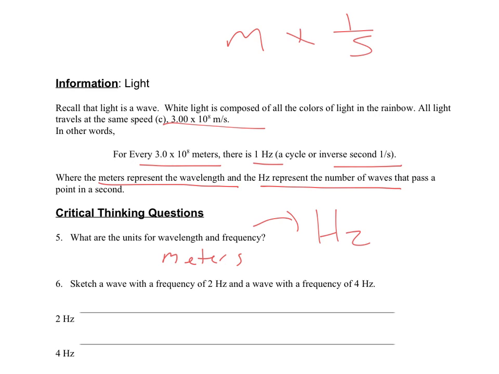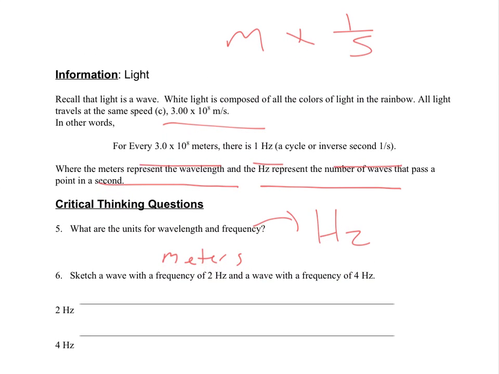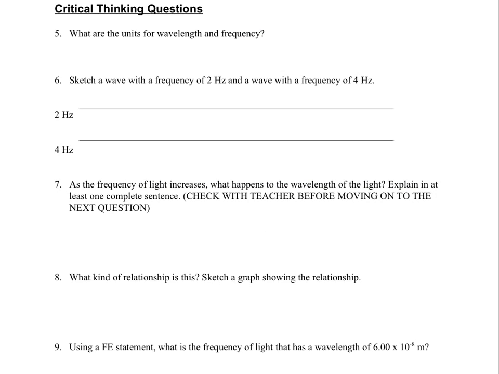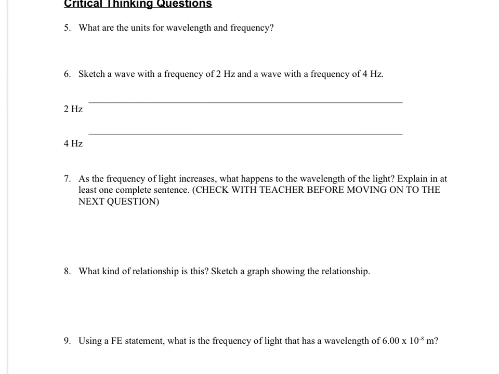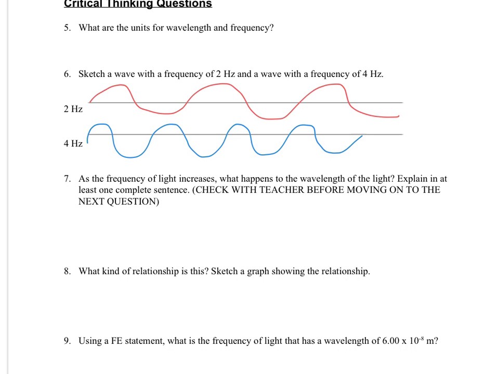Okay, the next question. Sketch a wave with a frequency of 2 hertz and a frequency of 4 hertz. Okay, so 2 hertz would mean that we have 2 wavelengths, and then 4 hertz would mean that we have 4 wavelengths. 1, 2, 3, 4.